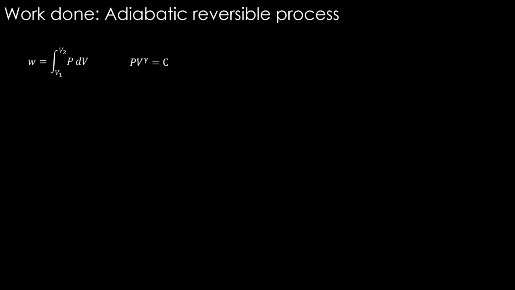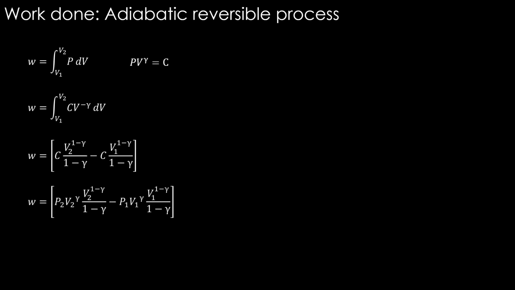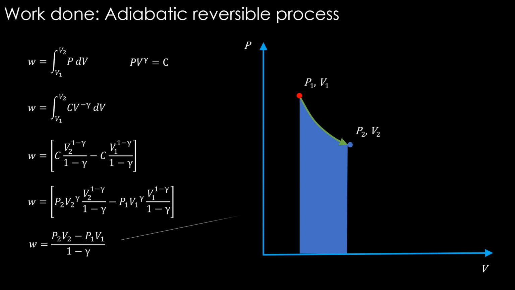Substitute P equals C V to the power minus gamma. Integration yields C multiplied by V to the power 1 minus gamma divided by 1 minus gamma. When the upper and lower limits are substituted, we get this. Since C equals PV to the power gamma, we can substitute P1V1 to the power gamma and P2V2 to the power gamma in place of C. Then we get (P2V2 minus P1V1) divided by (1 minus gamma). That is the expression for work done in an adiabatic process.